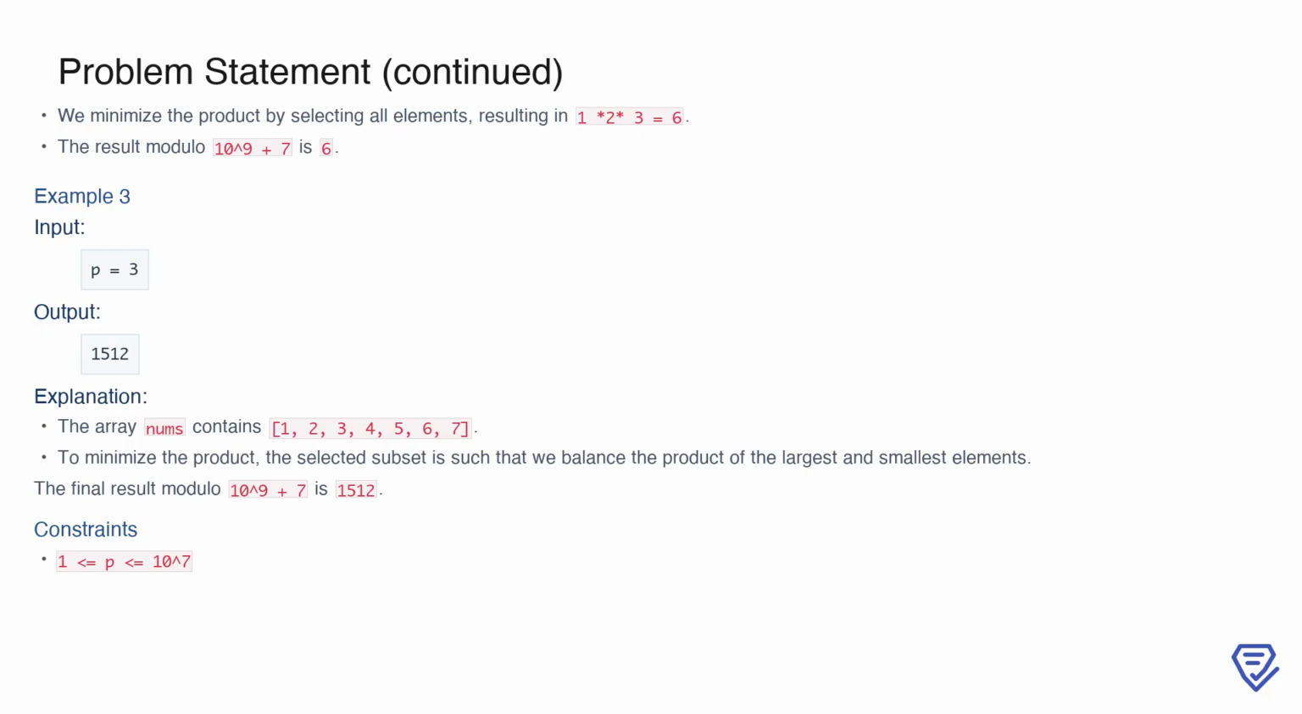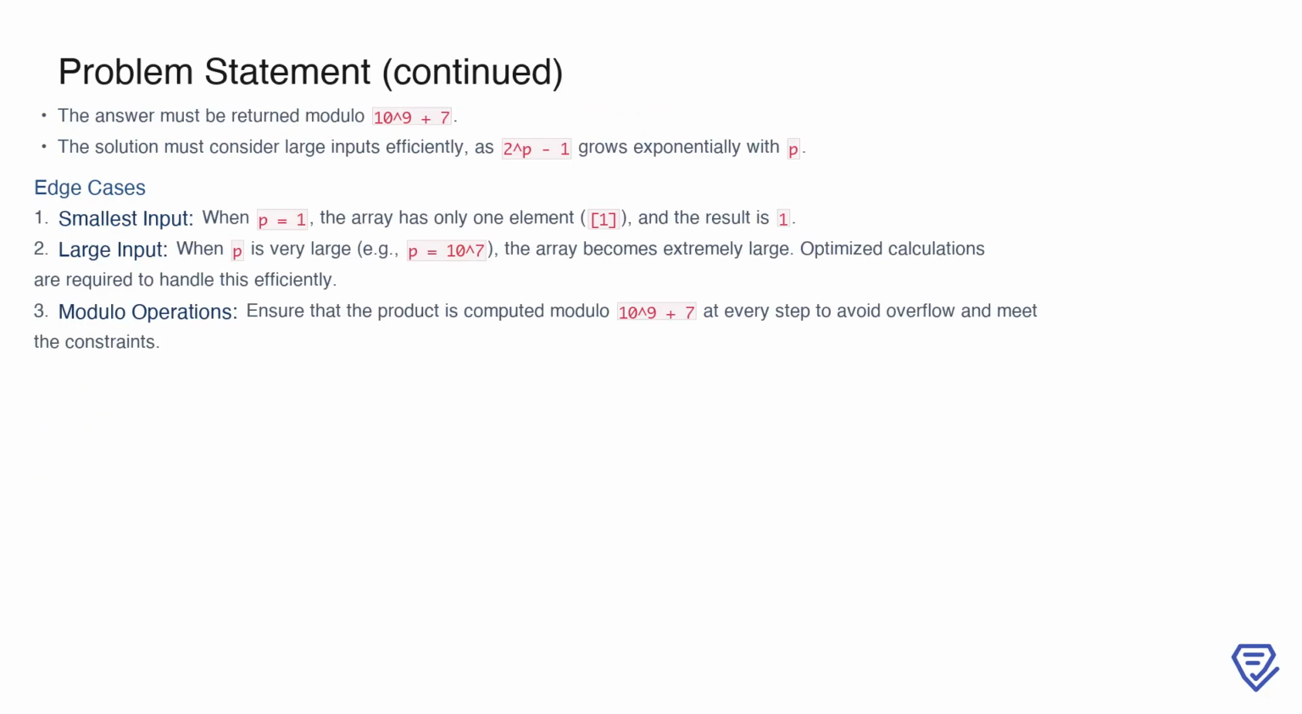This example highlights the importance of finding an efficient method to compute the result, especially as the array size increases exponentially with p. Finally, it's important to note the constraints and considerations for solving this problem. The answer must always be returned modulo 10^9 + 7, which helps prevent overflow during calculations with large numbers.